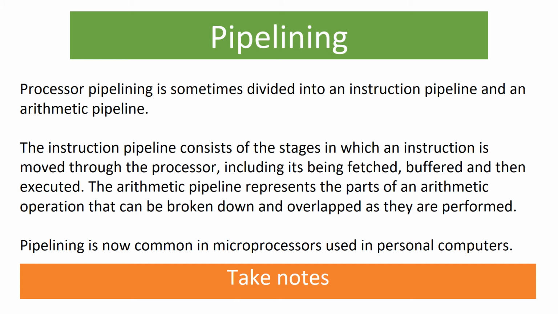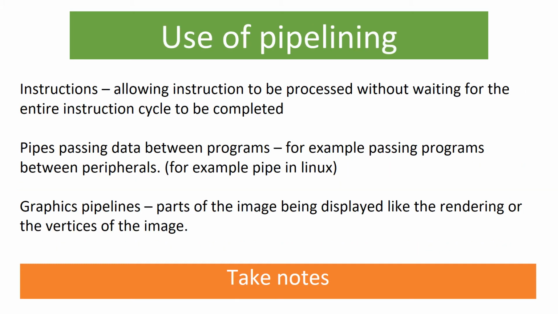Pipelining is really common in modern day processors now, and you see this happening in personal computers and all CPUs. Although in theory all pipelines work the same, there are slightly different types of pipelines that can be used in the CPU. For example, a graphics pipeline.